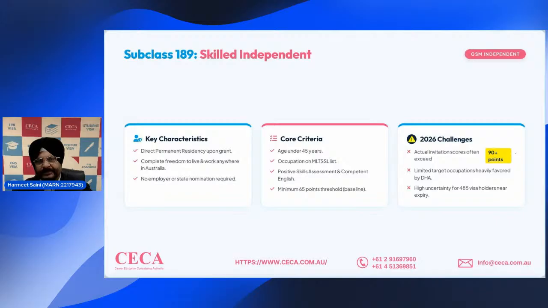The third main pitfall is the high uncertainty for 485 visa holders when their visa is going to expire, meaning you can't apply for this visa directly.